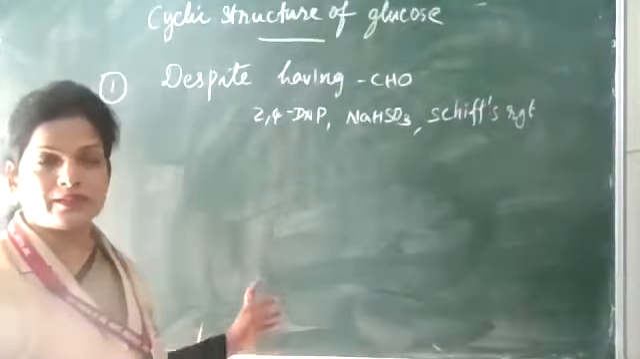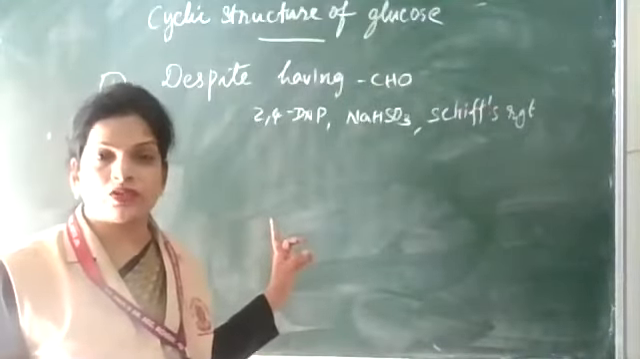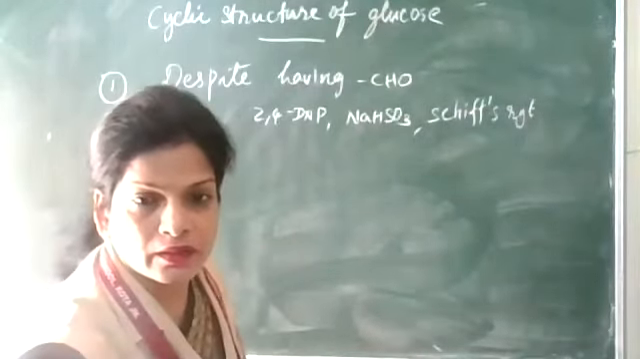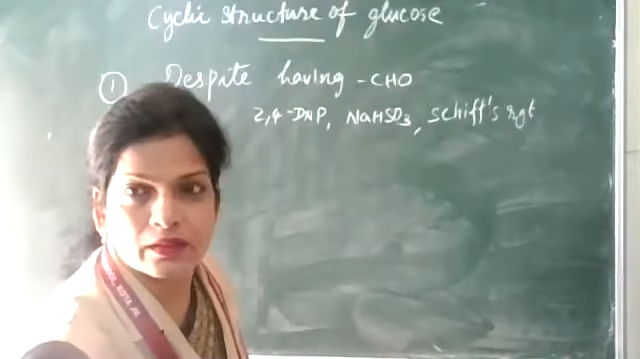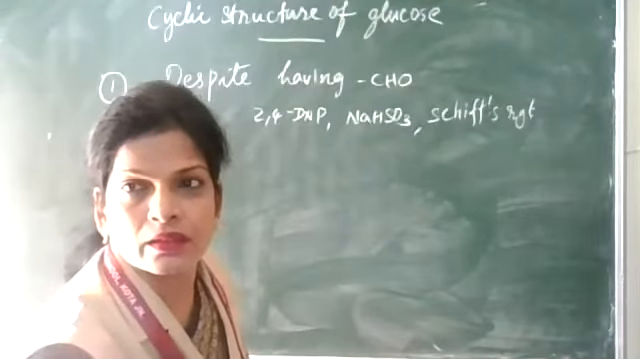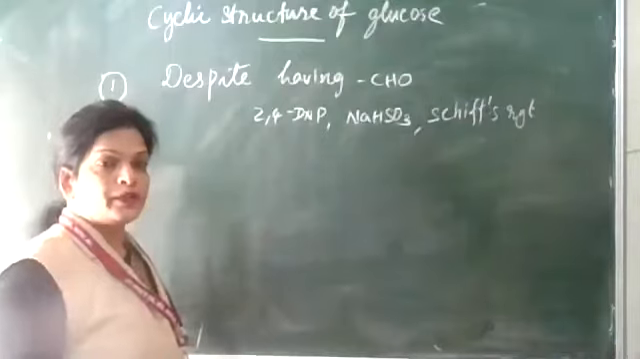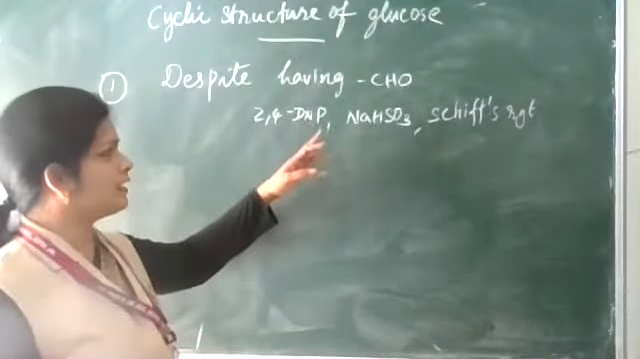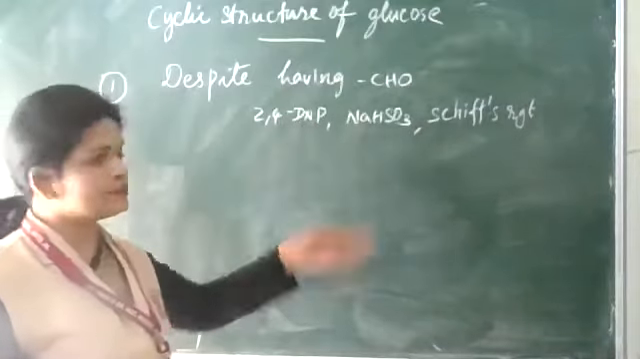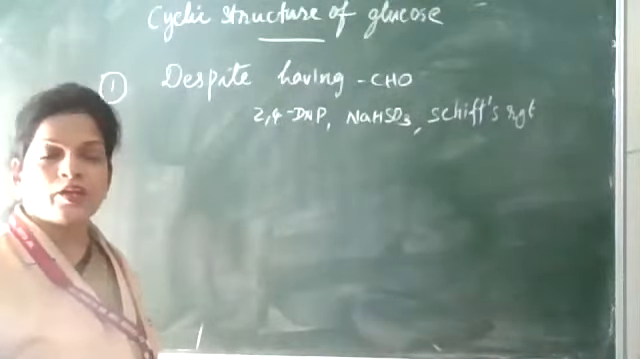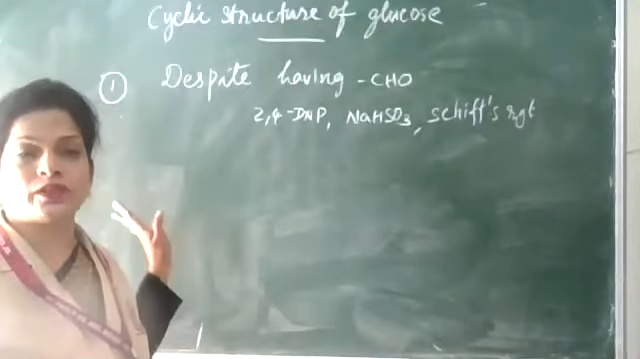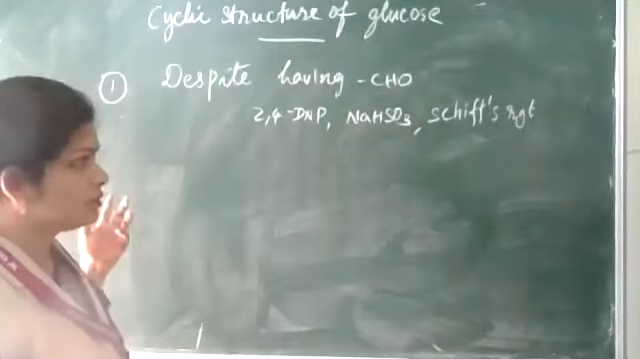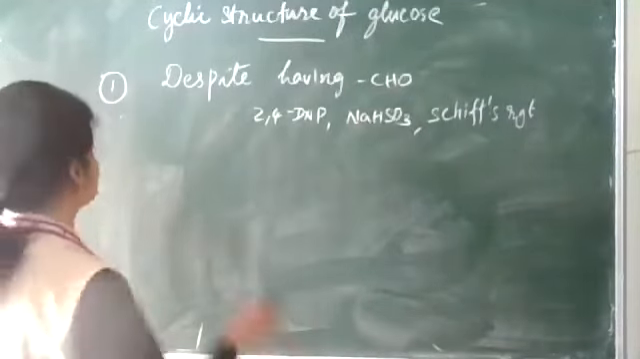In the previous chapters, that is aldehydes and carboxylic acids, we learned the reactions of the aldehyde group with 2,4-DNP, NaHSO3, and Schiff's reagent. But here, glucose does not give these tests. So what are the reasons for this? This is due to the cyclic structure.